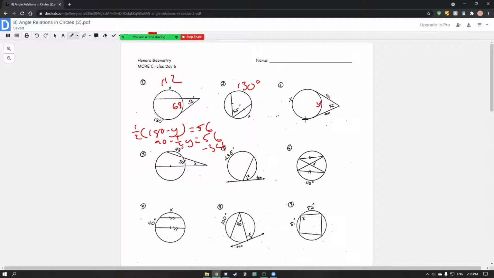And then, since we know that a circle is 360 degrees, subtract 180 from that, which is 180, and then subtract 68 from that, makes x equal to 112. So that's the explanation for the first one.